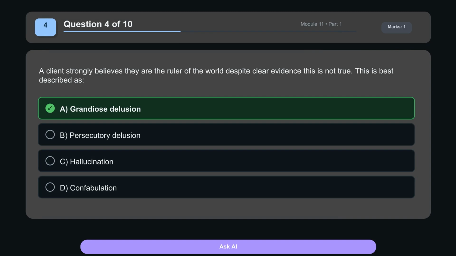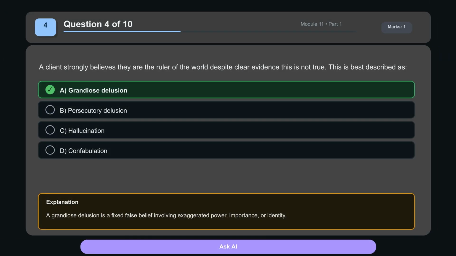The correct answer is A, grandiose delusion. A grandiose delusion is a fixed false belief involving exaggerated power, importance, or identity.